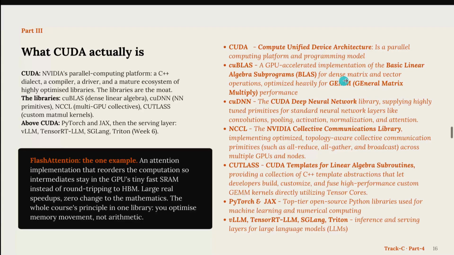A bunch of libraries were developed, like cuBLAS, which is CUDA's basic linear algebra subprograms. This is for dense matrix and vector operations, optimized heavily for GEMM, which is general matrix multiply. Then cuDNN, the deep neural network library, NCCL, which is NVIDIA's collective communications library, and CUTLASS, which has templates for linear algebra subroutines. While even I am not aware of all of this, one thing I understand as a product manager is that these are the libraries sitting on top of the GPU that help you compute the instructions being sent and pass them in the right format to the GPU.